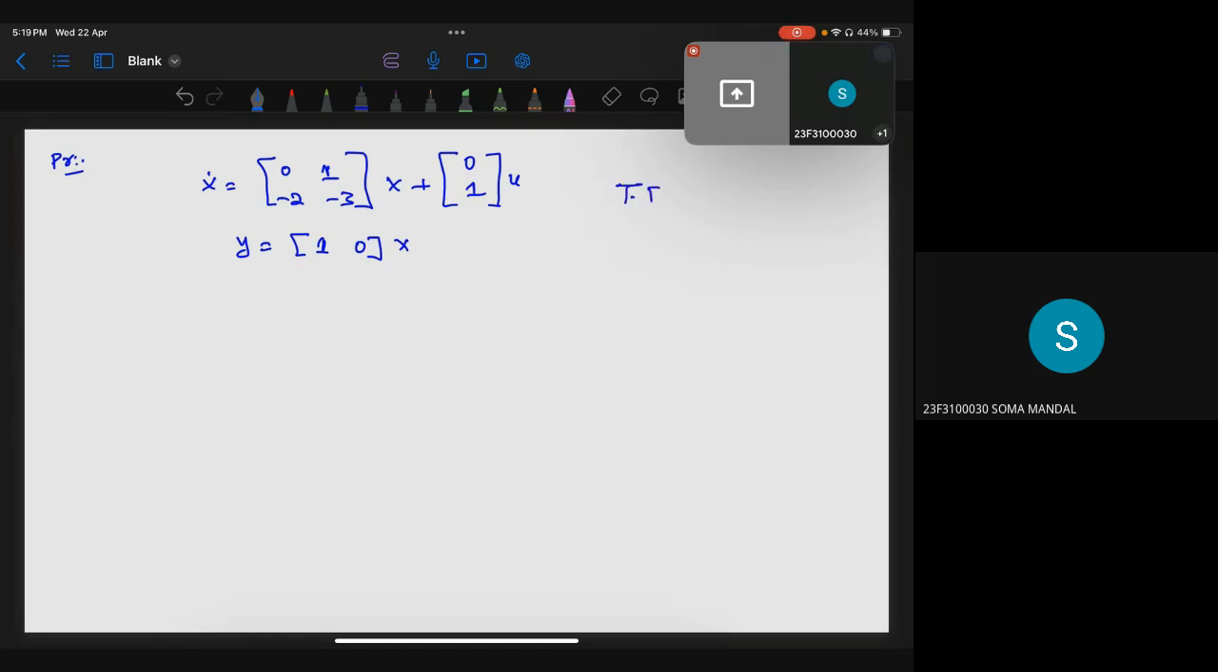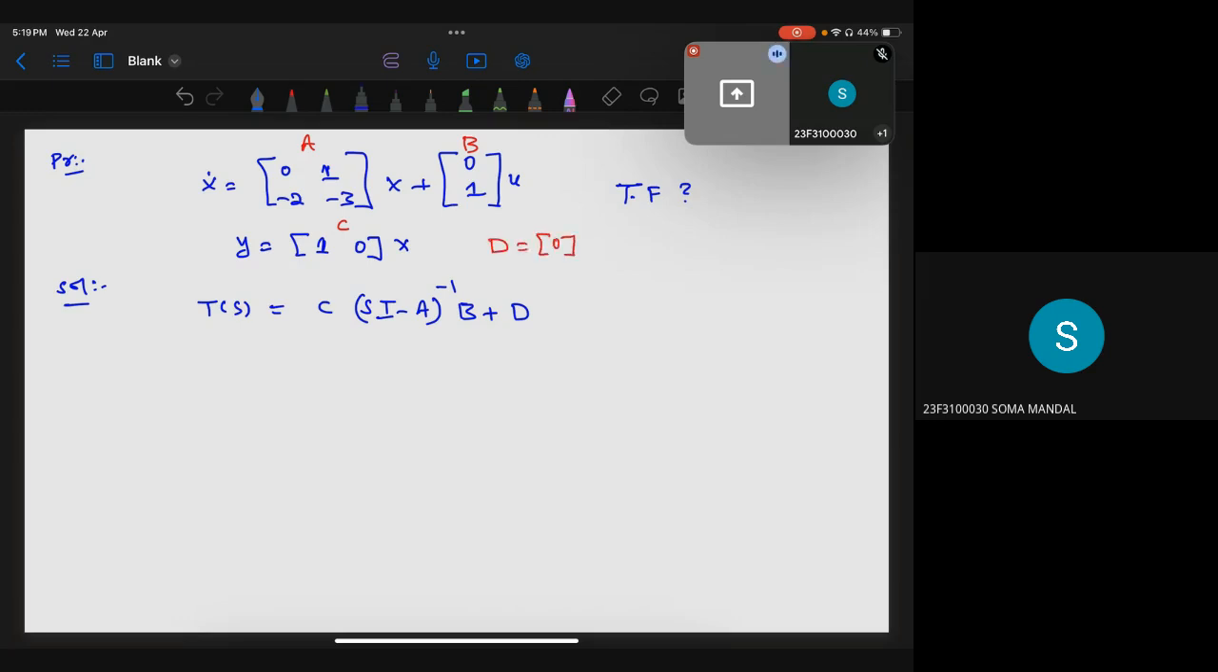Okay, so basically, what is the transfer function? T of s is what equation? It is C multiplied by (sI minus A) whole inverse, multiplied by B, plus D, where here D is 0. So this is A, B, C, and D is 0.